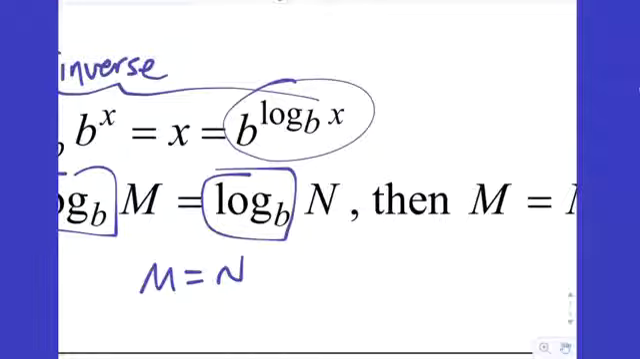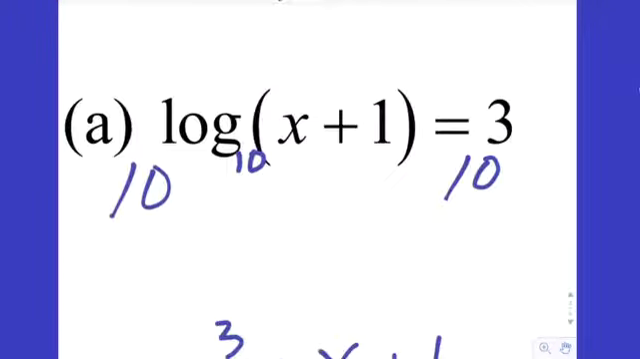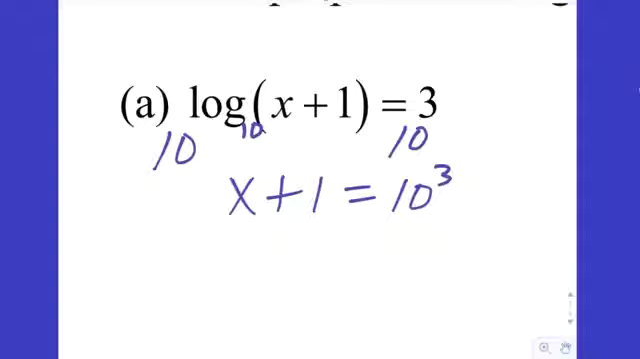B to the log base b of x is just x. So what happens to the left side? What is 10 to the log base 10 of x plus 1? X plus 1. We don't even need parentheses. And over here we get 10 to the third. So you get the same thing. So instead of going around the world, exponentiate both sides. And now you end up with x equals 1,000 minus 1, which is 999. There we go.